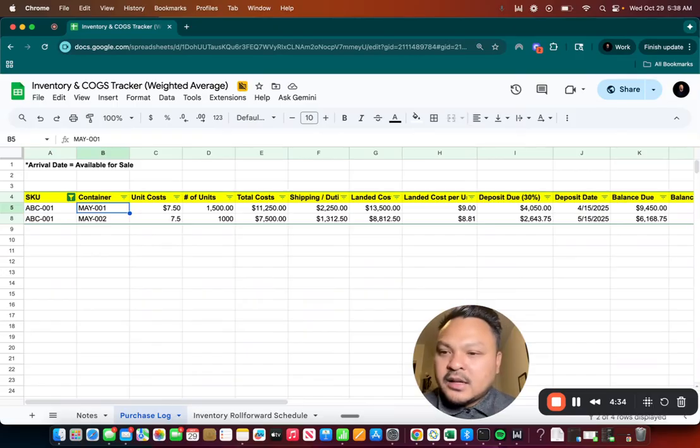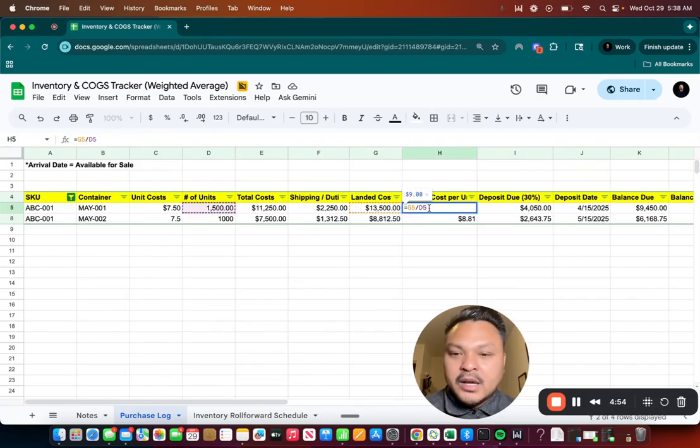And say for that SKU, we ordered our first container in May at $7.50 a unit. We ordered 1,500 units. Shipping and duties was $22.50, so our landed cost was $13,500. So our landed cost per unit was $9, right? We basically took the landed cost divided by the number of units.